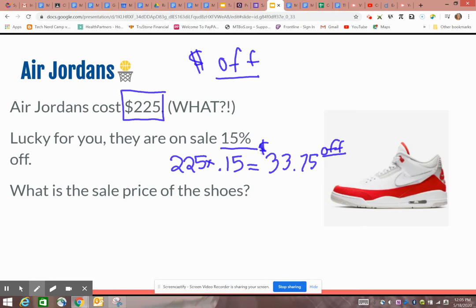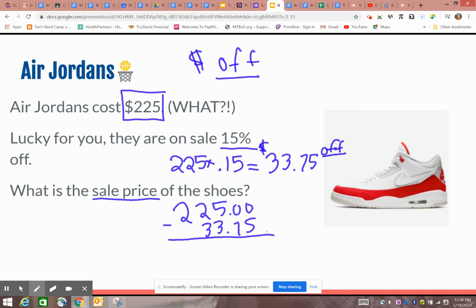So to finish off what the sale price is, we need to subtract these two prices. So we're going to take $225 and subtract the discount, which is $33.75. Now I'm going to line up my decimals, subtract. You may also use your calculator. Okay, so why don't you go ahead and finish that problem off for me right now?